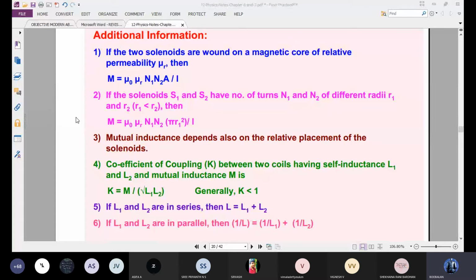In this chapter only one topic remains, that is eddy current. That one we'll discuss next class. Okay. So before that, if you have any doubt, you can ask. We'll discuss the problems also.